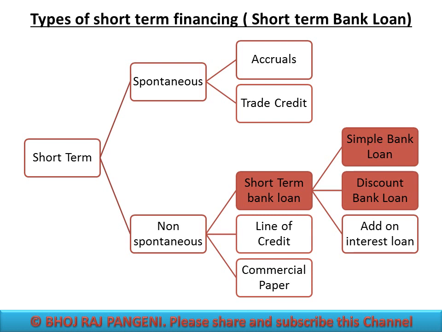So further, the short-term bank loan can be classified into three types. They are the simple bank loan, discount bank loan, and add-on interest loan. The dark or highlighted types are more important than others. So we will discuss the simple bank loan and discount bank loan in this chapter, but we don't talk about the add-on interest loan, that is installment loan, because it's not as important as the others.